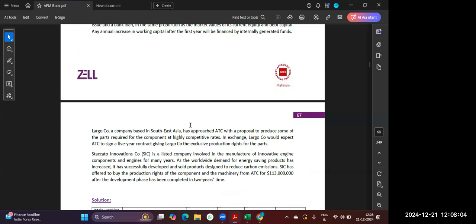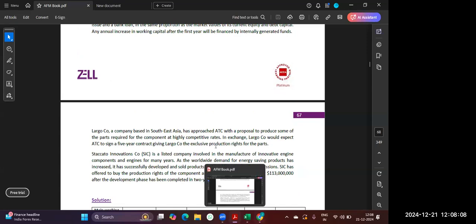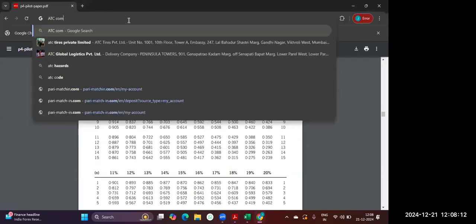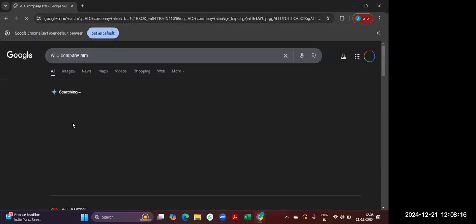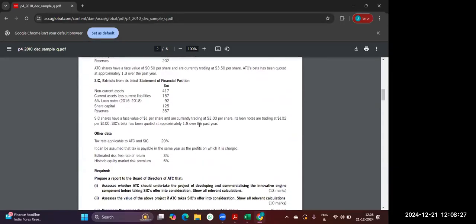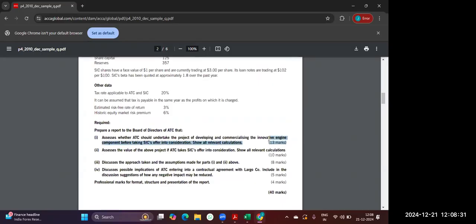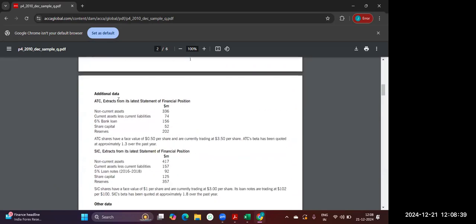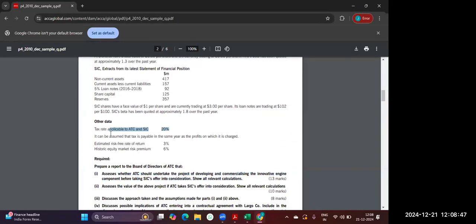I think they have just put an extract of the question. Let me show it to you. You remember I told you this is a past exam paper? This is a full question that we have. We have 13 marks for this part, what we are solving right now. Additional data is not given because additional data relates to the options chapter, but only one line is relevant for us, which is this other data. What is the tax rate over here given to us as? 20%. Okay, so we know the tax rate is 20%.